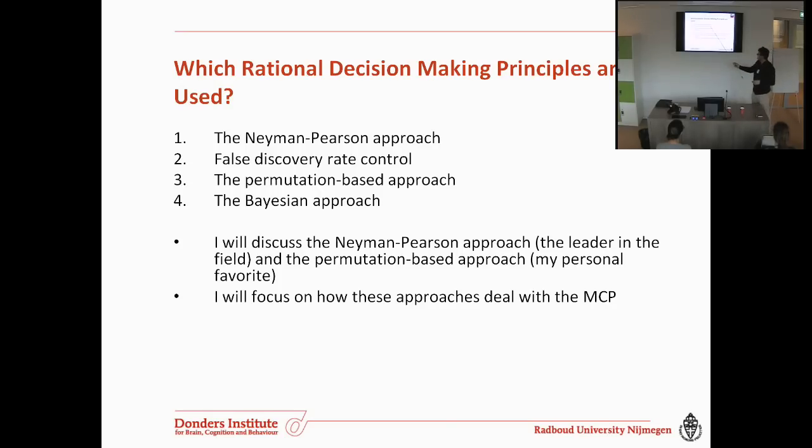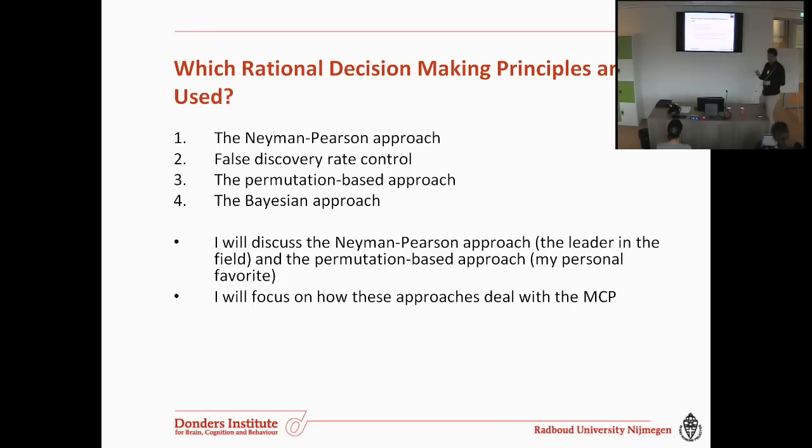There is false discovery rate control. It's very popular in neuroscience. I will not say anything about it. I will treat the permutation-based approach, which may be new to some of you. And there is the nowadays extremely popular Bayesian approach.